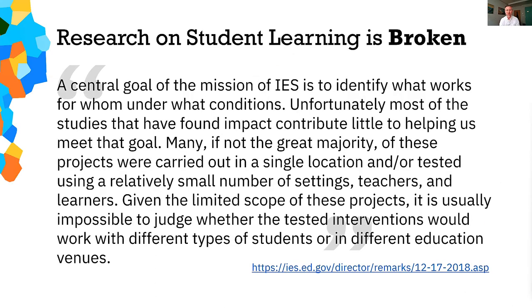And I've got a quote from his blog post where he was claiming that research on student learning writ large is broken. This is crazy coming from a guy whose agency funds research on student learning. He wrote, "A central goal of the mission of IES is to identify what works for whom under what conditions. Unfortunately, most of the studies that have found impact contribute little to helping us meet that goal. Many, if not the great majority, of these projects were carried out in a single location and are tested using a relatively small number of settings, teachers, and learners. Given the limited scope of these projects, it's usually impossible to judge whether the tested interventions work with different types of students or in different education venues."